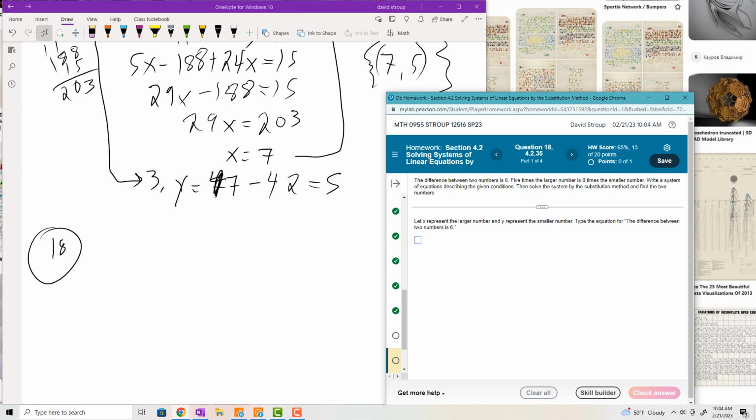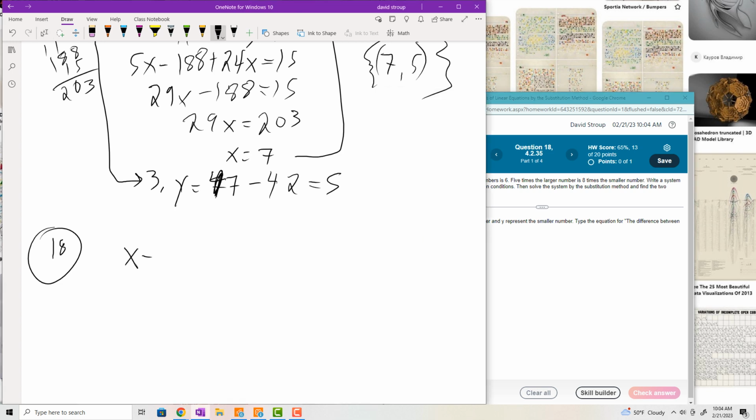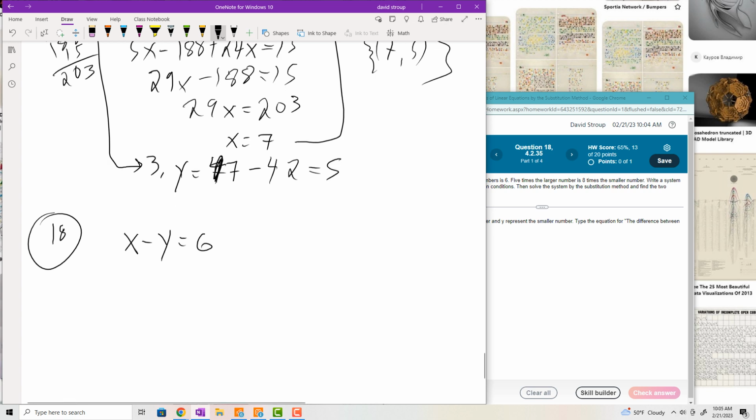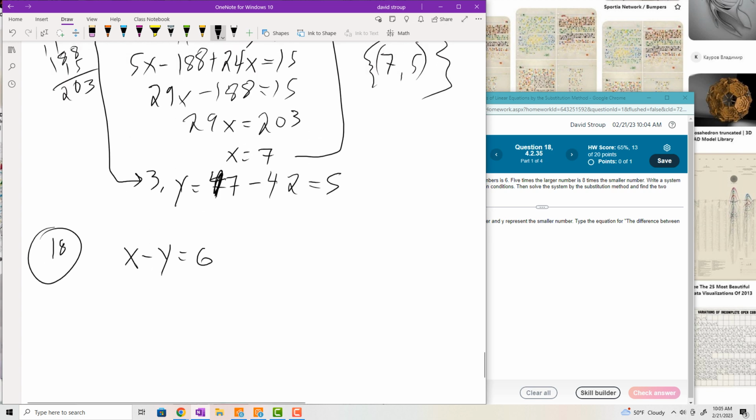Okay, so the difference between the numbers is 6. That means just take x minus y equals 6. And then 5 times the larger number is 8 times the smaller. So the larger number must be x in my first equation, because x minus something smaller will be positive 6. If it was negative 6, then x would be the smaller number. So 5 times the larger number, 5 times x, equals 8 times the smaller, so 8 times y. Okay, so there's my system.